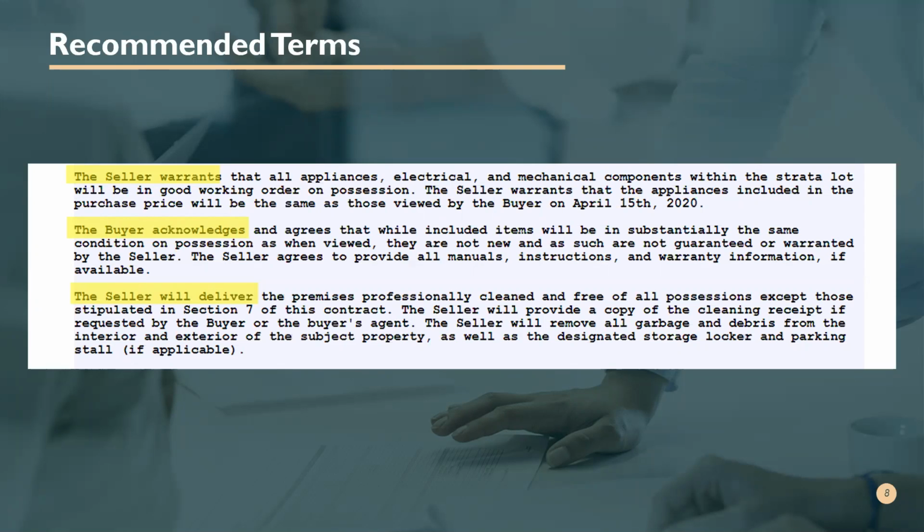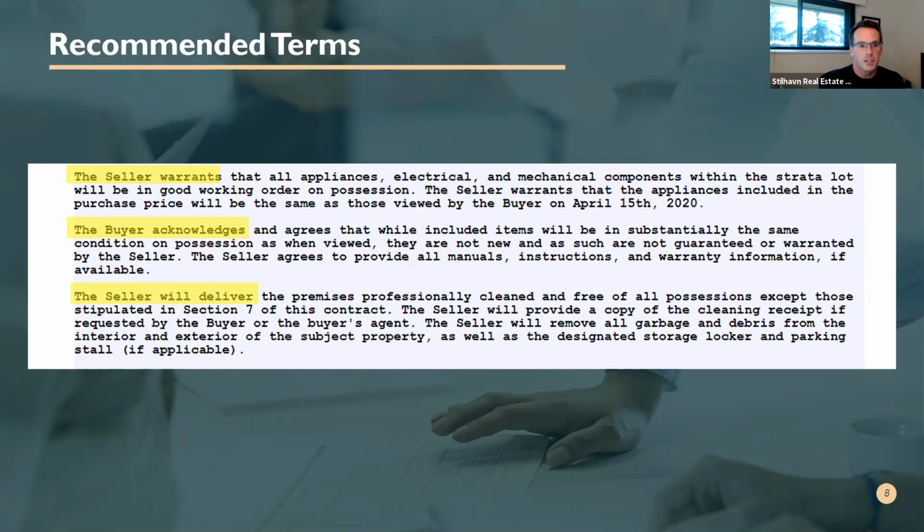So the seller will deliver the premises, and I've seen a lot of people use this. The premises are fresh and clean and free of all possessions except those stipulated in section 7, which is the included items part. So it's just a little clearer about what they're allowed to leave behind. The seller will provide a copy of the cleaning receipt if requested by the buyer or the buyer's agent. I like this. I've seen a lot of people add it, so I thought it was a good one. The seller will remove all garbage and debris from the interior and exterior of the subject property. In strata, it could be a townhouse, as well as the designated storage locker and parking stall if applicable. So just so everyone's on the same page, take your junk with you, leave the stuff you're supposed to leave.